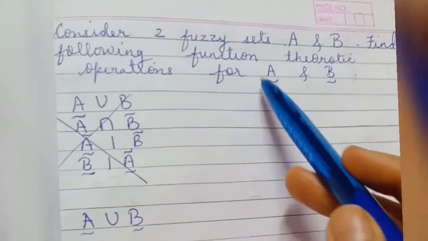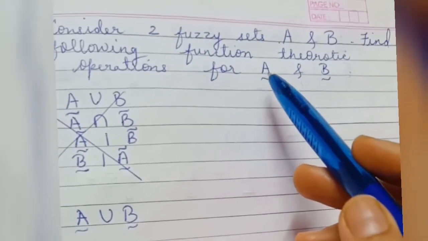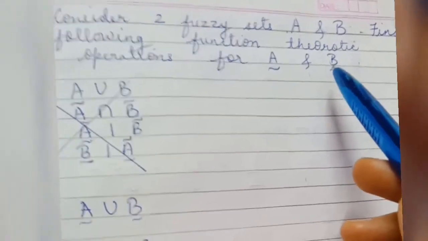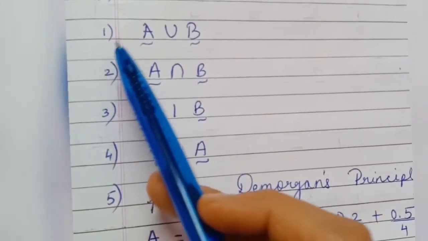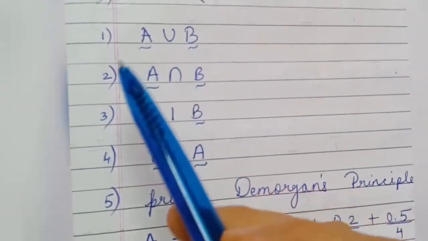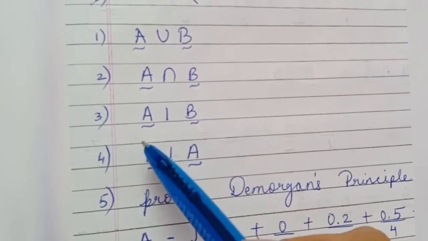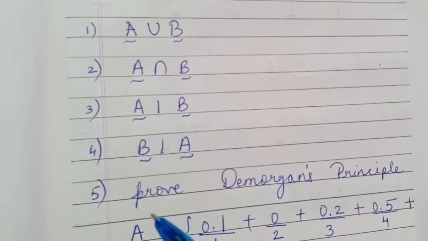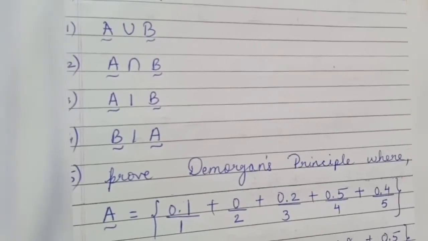So in fuzzy system, fuzzy sets are given in this format, underscored with a tilde sign. So this is called fuzzy set A and this is called fuzzy set B. In this question, four operations are given. Number one is A union B. Second is fuzzy set A intersection fuzzy set B. A difference B, B difference A, and the fifth operation is prove De Morgan's principle, where two sets are given.